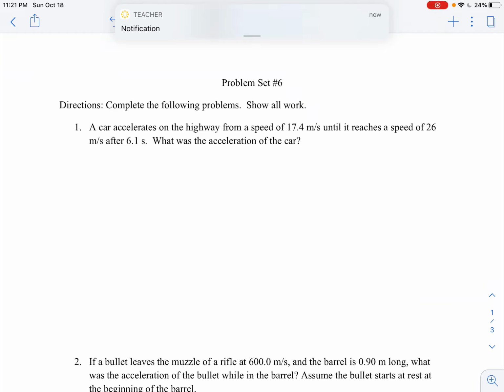All right, class, today we're going to be going over the solutions to problem set number 6. Here we're going to be applying our 3 kinematic equations we learned last week to these different situations.